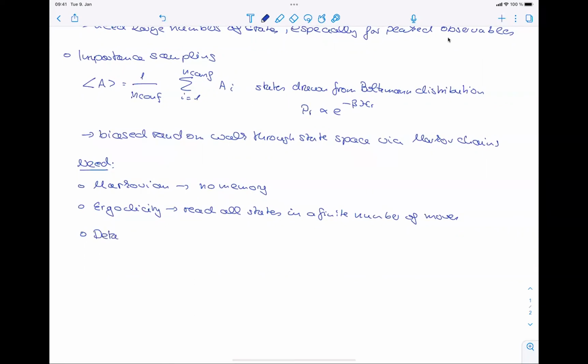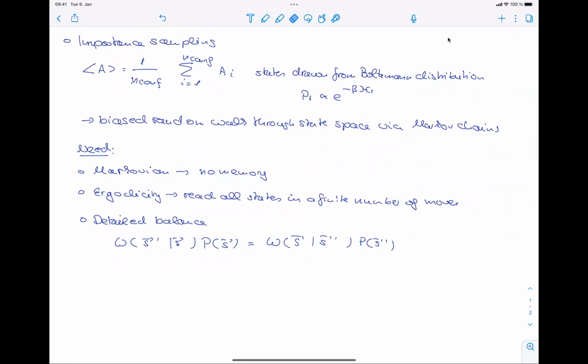And then the concept of detailed balance, which says that the transition rate W to go from a state S to a state S prime, times the probability to first of all be in the state S, should be symmetric, so that the probability to go from S prime to S, the transition rate W times the probability to be in this prime state first, these are equivalent.